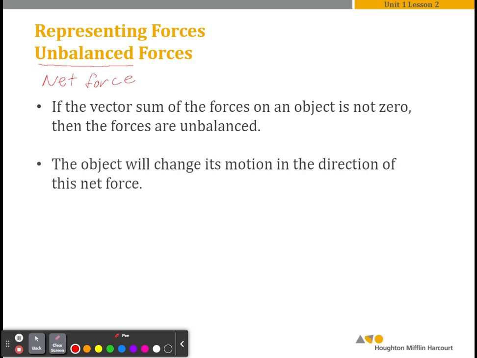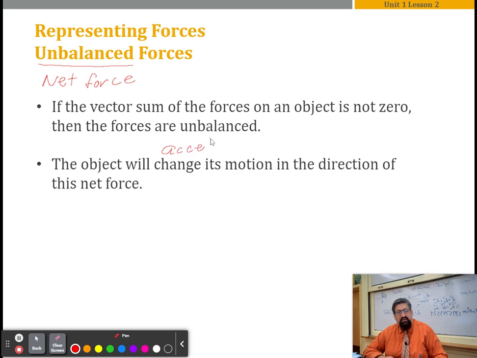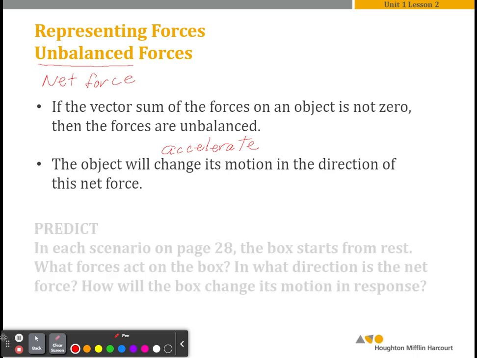And when you have a non-zero net force, when you have unbalanced forces, then the object will change its motion in the direction of the net force. Change in motion, another way of saying that is that it will accelerate. And remember, accelerate in everyday language, we usually mean speed up. But in technical language, acceleration is any change in motion. So it can mean speed up, it can mean slow down, or it can mean change direction.